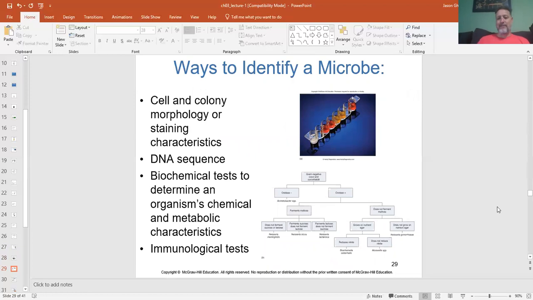How do we identify these things? Again, we look at this individual cell. So we'll look at the shapes of the cells, how they're arranged. We look at the colony, look at the size of the colony, the shape of the colony, the color of the colony.